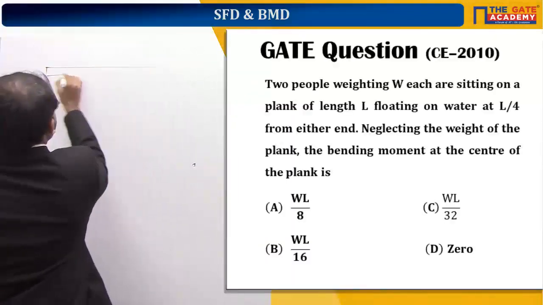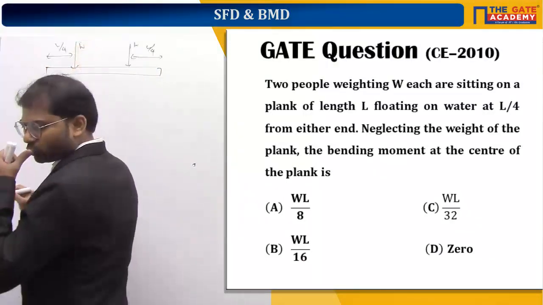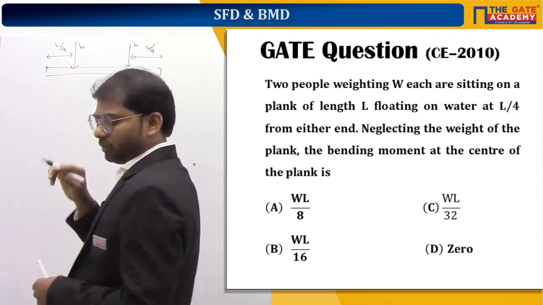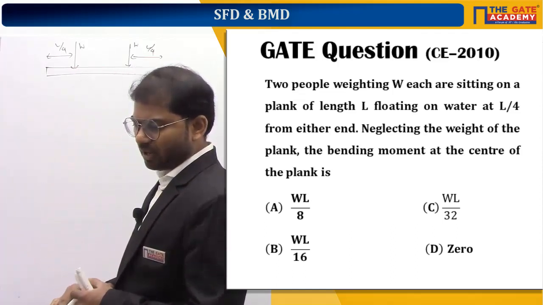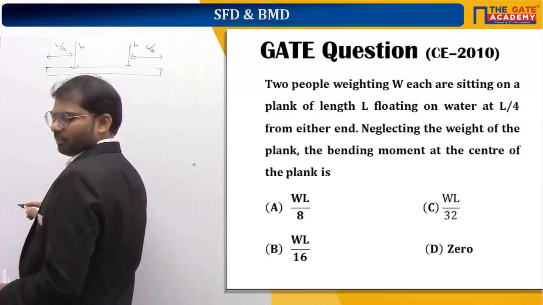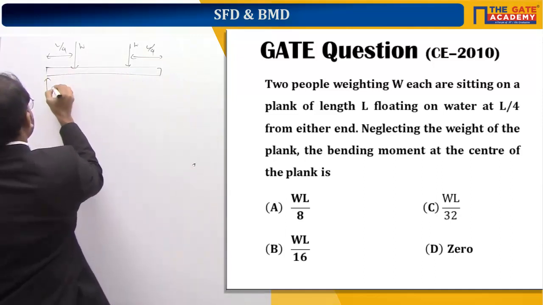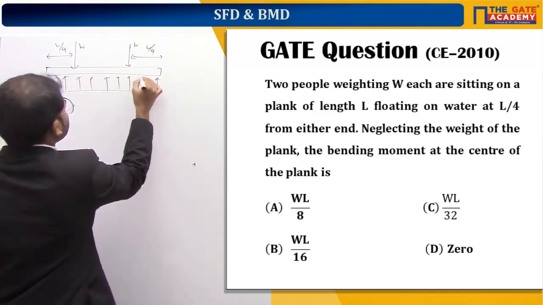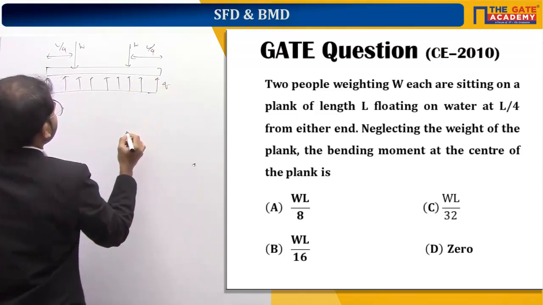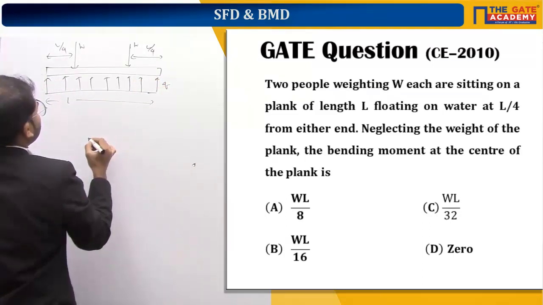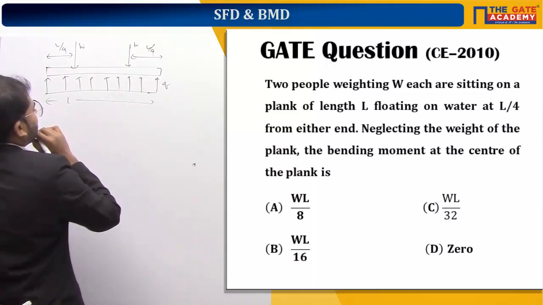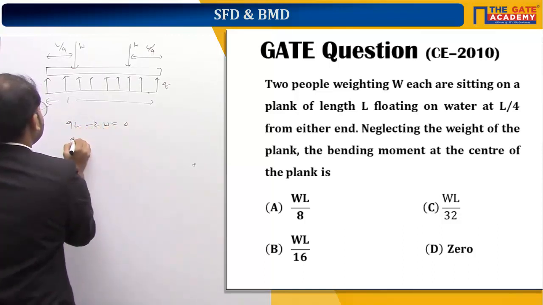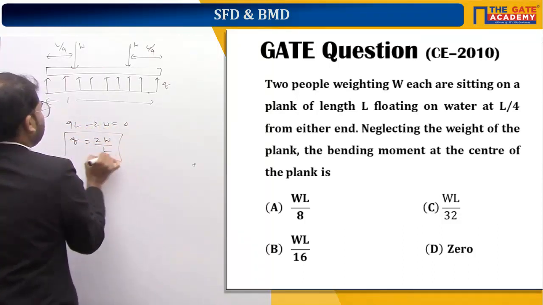So here there's a plank. Two people of weight W are sitting on a plank of length L floating on water, at L by 4 from either end. So floating on water means definitely we can assume that force to be a uniformly distributed load. So Q is an unknown value. This is acting over a distance of L. So to get the value of Q, we can apply the condition like this: Q into L upwards minus 2W is equal to 0. Q value is equal to 2W by L.